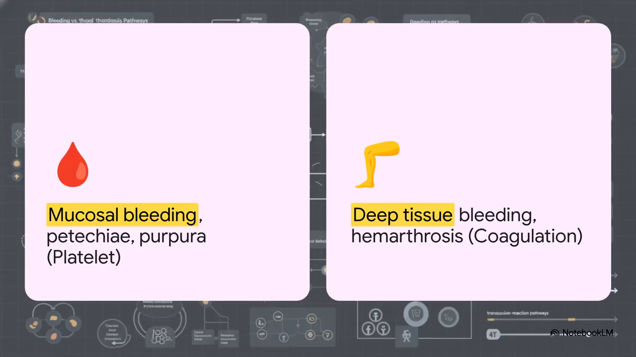The very first branch point in your mental algorithm is the physical exam. If you see a patient with mucosal bleeding, epistaxis, petechiae, or purpura, instantly think of a platelet disorder. You're probably going to see an abnormal platelet count or a prolonged bleeding time. On the flip side, if the clinical picture involves deep tissue bleeding, large hematomas, or hemarthrosis, which is bleeding right into the joints, you're looking at a coagulation factor defect. That's when you expect a prolonged PT or PTT, depending on which cascade pathway is involved.